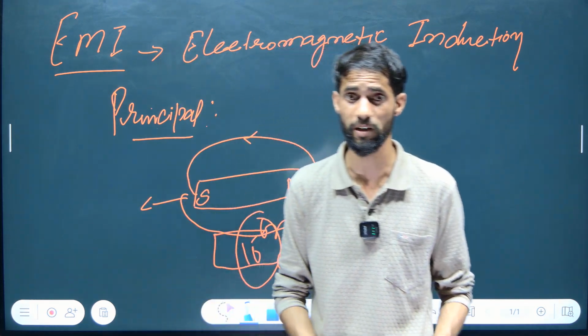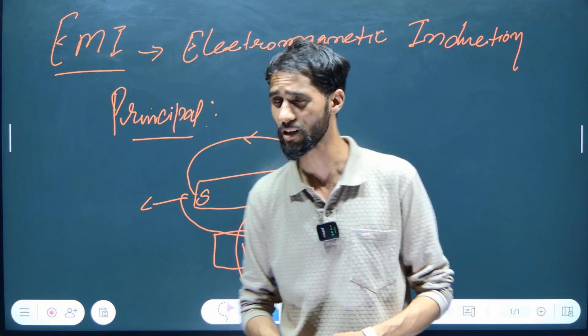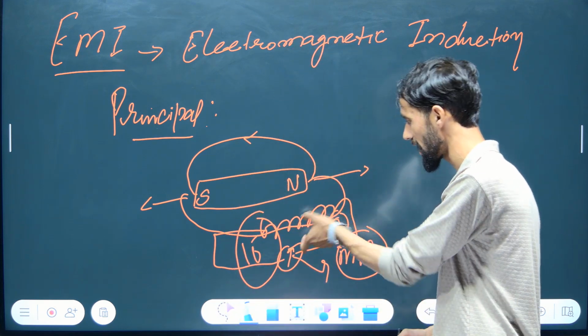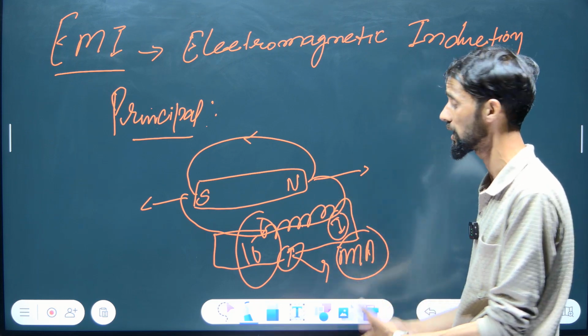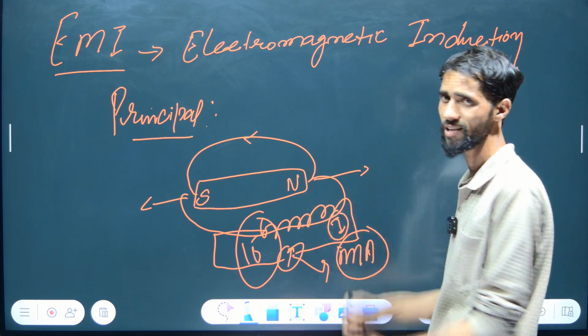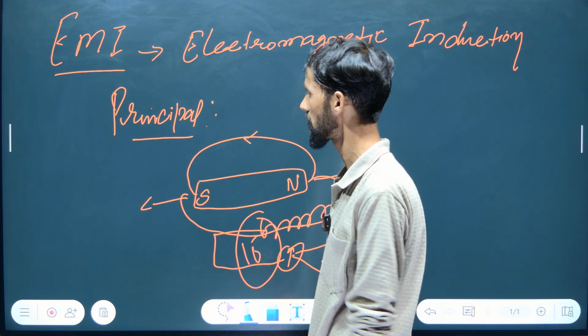What is the statement of this principle? It states that whenever the magnetic field associated with this loop increases or decreases, accordingly the current will be induced inside this loop. This is the principle of EMI.